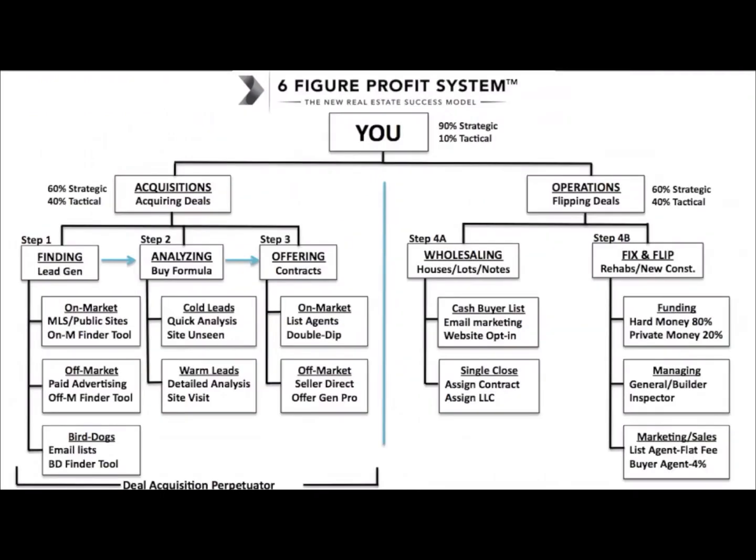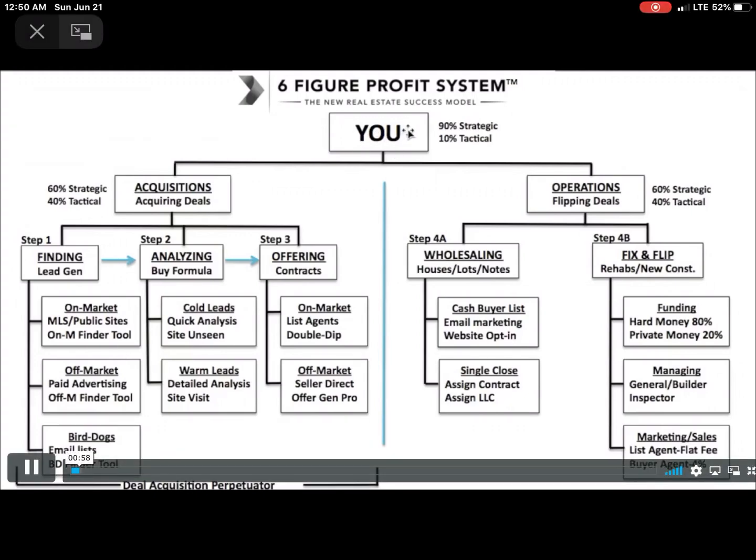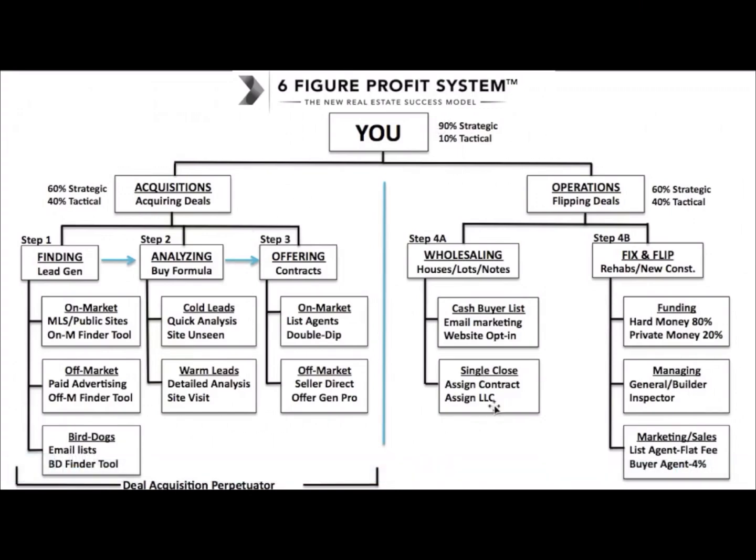So to start out here, remember, this is our blueprint, right? This is our six-figure profit system blueprint, or mind map, or overview of how this works. And again, you are here at the top, and your role in this business is to be very strategic. It's to oversee and manage the different aspects of the business, the different departments of the business. You should be primarily in a strategic role, only 10% tactical, which is the day-to-day aspects of the business. And so we have our acquisitions on the left.